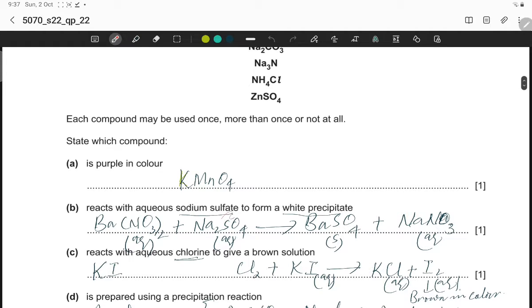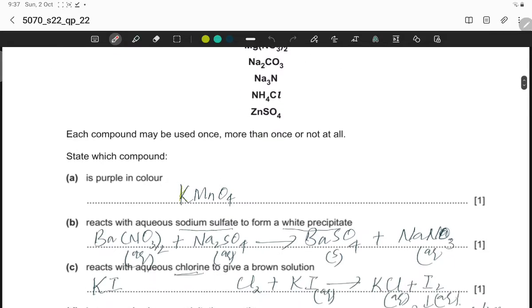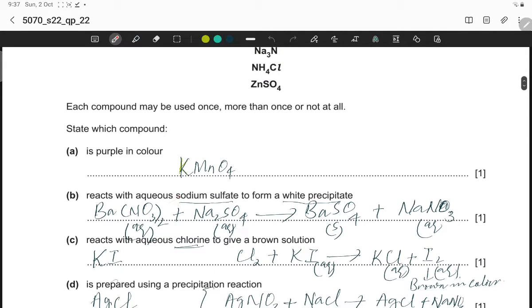Reacts with aqueous sodium sulfate to form white precipitate. This is barium nitrate. Barium nitrate is the answer, and you know barium nitrate forms white precipitate in this reaction.